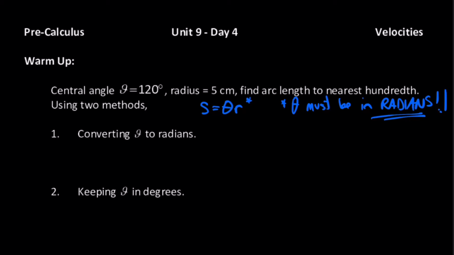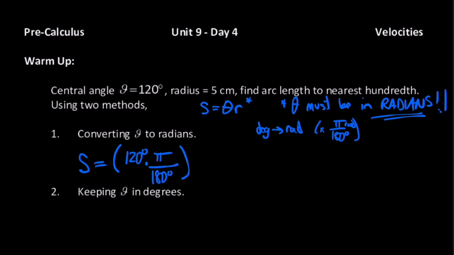Now, how do we convert from degrees to radians? If you remember, degrees to radians, we are simply going to multiply by pi over 180 degrees, because it's actually pi radians over 180 degrees. All right, so let's do this in one step. Arc length, because I need to find that. S equals theta, 120 degrees, which we need to multiply by pi over 180 degrees, times my radius, 5 centimeters.